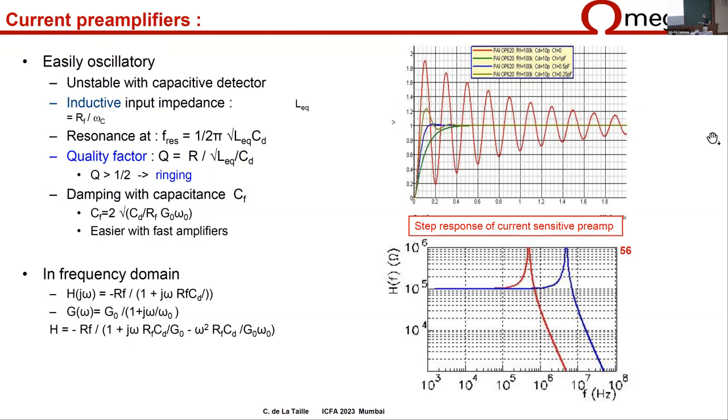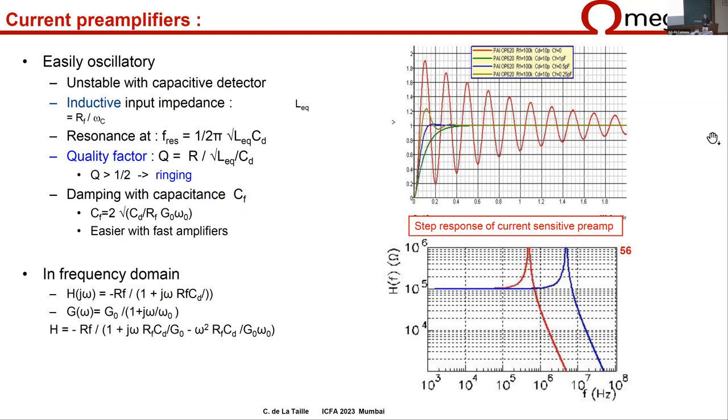So it's a problem you encounter when you try to reduce the value of the feedback resistor, and you have a capacitive detector, which is the case for what we have. I skip the slides a little. This will be an exercise for you.